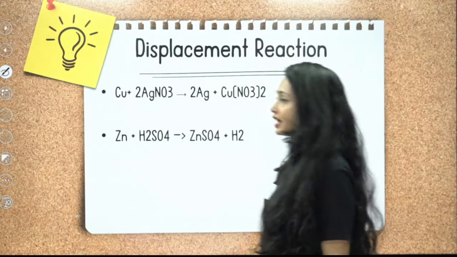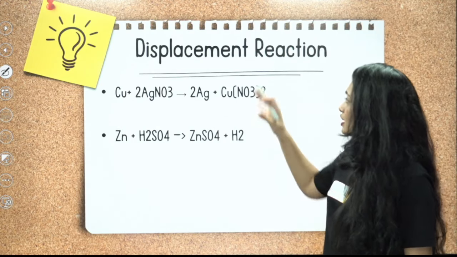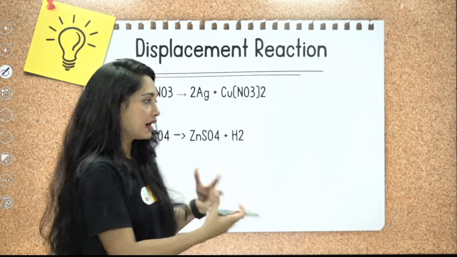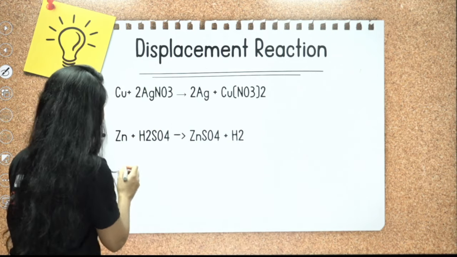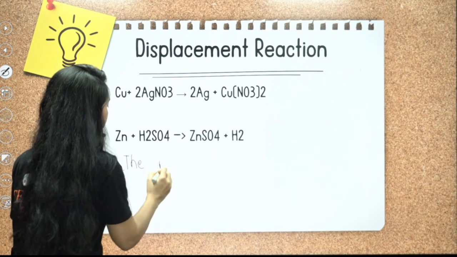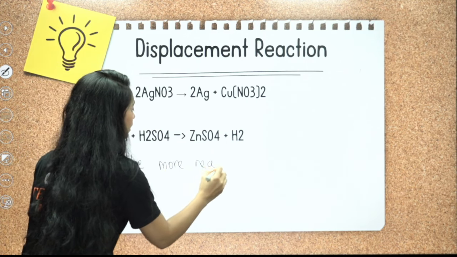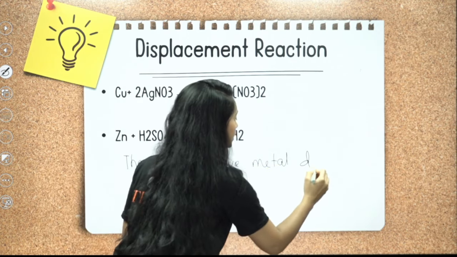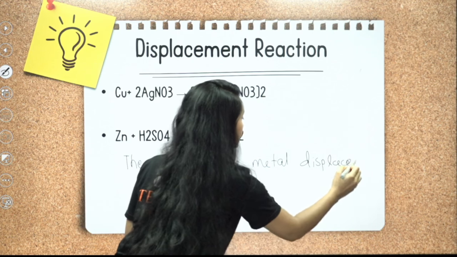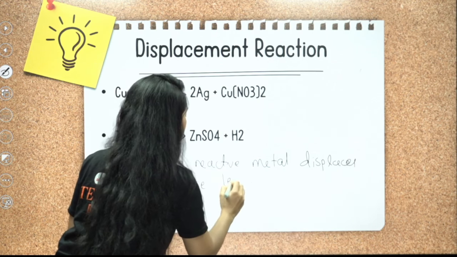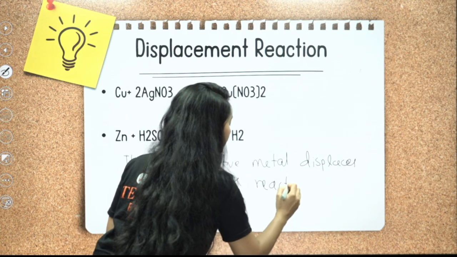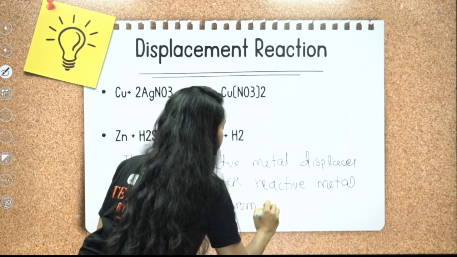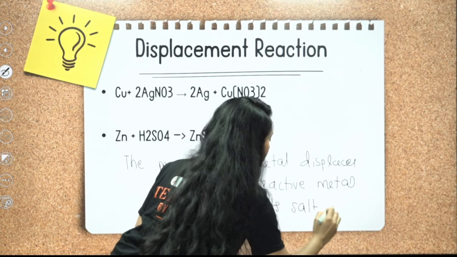Moving forward to the next type of reaction, that is displacement reaction. Displacement reaction is a very unique reaction. In a displacement reaction, the more reactive metal displaces the less reactive metal from its salt solution. This is nothing but displacement reaction.